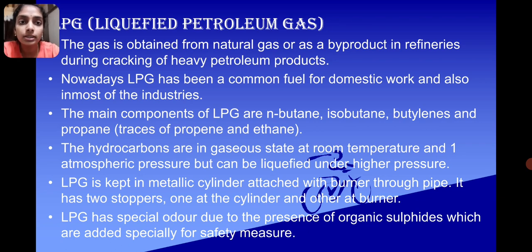LPG is kept in a metallic cylinder attached with the burner through a pipe. It has two stoppers, one at the cylinder and the other at the burner. LPG has a special odor due to the presence of organic sulfides, which are added specially for safety measures.